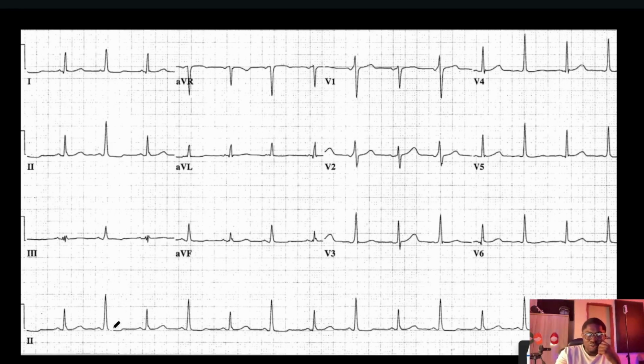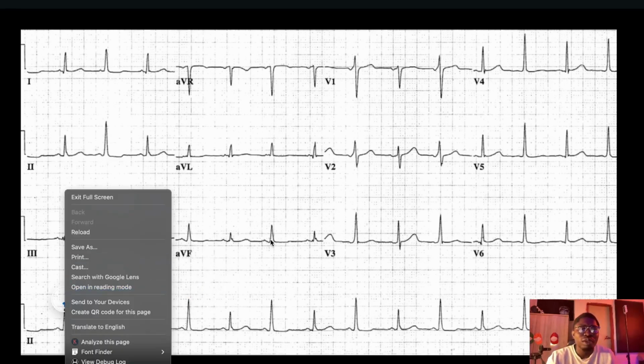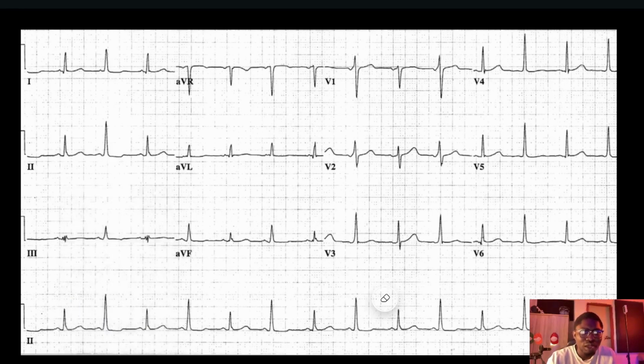And then the QRS complex. It's narrow, but I noticed that the amplitude seems to be alternating. This is the height of one QRS complex, this is the height of the other, the height of one, the height of the other. It seems to be alternating. This is something we call electrical alternans. It's very relevant to make a very particular diagnosis.